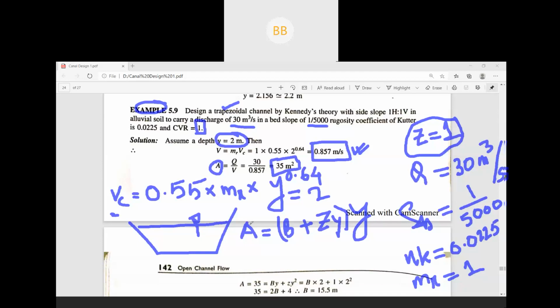So from this equation, area we have already calculated, that is 35 meters square. This B is nothing but the bottom width of the channel. Plus z value is given, that is 1. And y value we have already assumed as 2. So from this equation you can find out the width of the channel, and see if you are getting 15.5 or not. 15.5 meter bottom width of the channel.